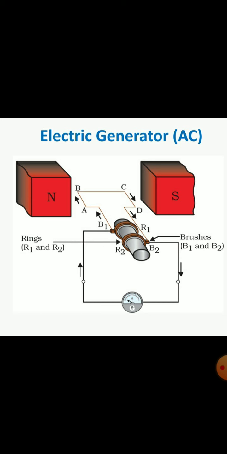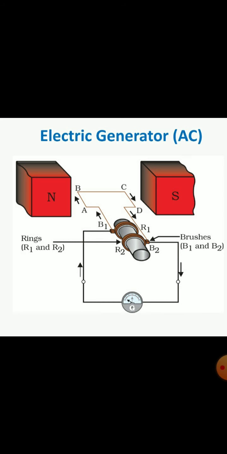The outer ends of the two brushes are connected to the galvanometer. As we can see in the figure, we have used galvanometer, which detects the presence of an electric current. So in the galvanometer, it will be shown the flow of current in the external circuit. So these all are the components of electric generator.